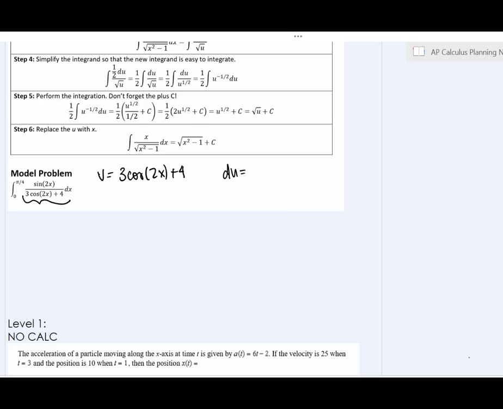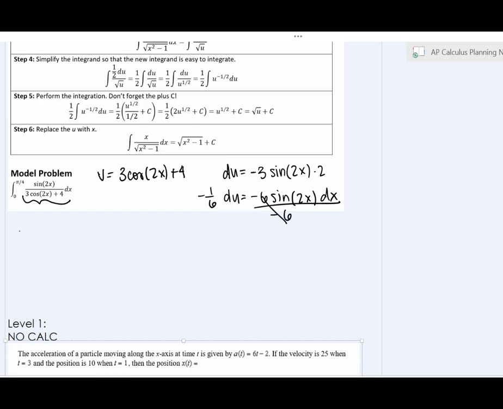So when I take that derivative, I get negative 3 sine of 2x times 2. And remember, the derivative of 4 is nothing, so I'm going to say du equals negative 6 sine of 2x dx. Now remember, the whole idea is that we're replacing as much as we can. We don't have negative 6 sine of 2x dx, we have sine of 2x dx. So I'm going to divide by negative 6, or multiply by negative 1/6. Same thing, right? So we know that that is equivalent to sine of 2x dx.